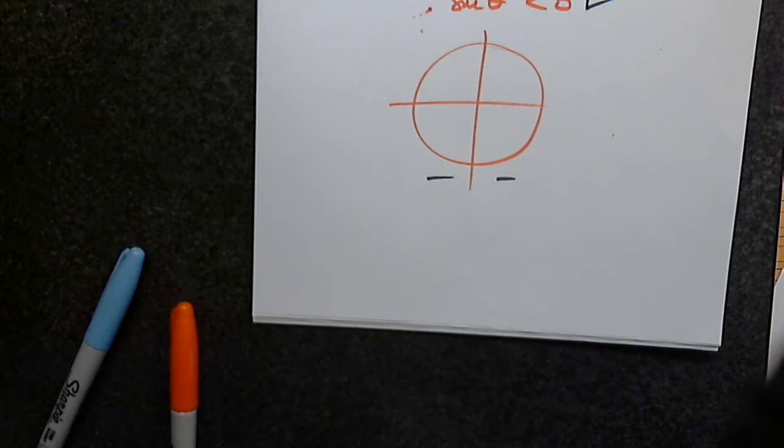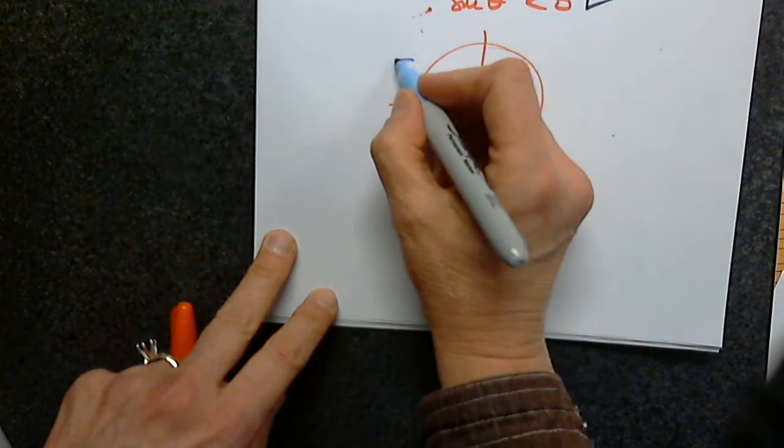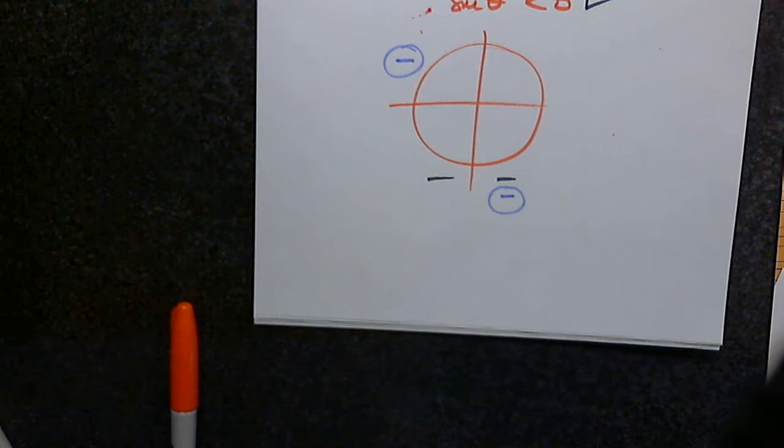Tangent. Where is tangent negative? Tangent is negative when sine and cosine have opposite signs. Opposite signs. 2 and 4. So this is for tangent, and this is for sine. There is only one quadrant that fulfills both conditions at the same time. Which quadrant is that?